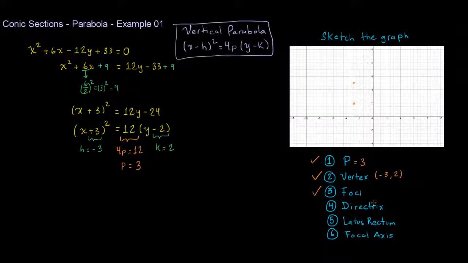Now the directrix will be 3 levels, which is p, below the vertex: 1, 2, 3. Here will be the directrix. So I'm going to draw this horizontal line as best as I can. You can see I'm not much of a drawing kind of guy. Here is our super nice directrix. There it is.